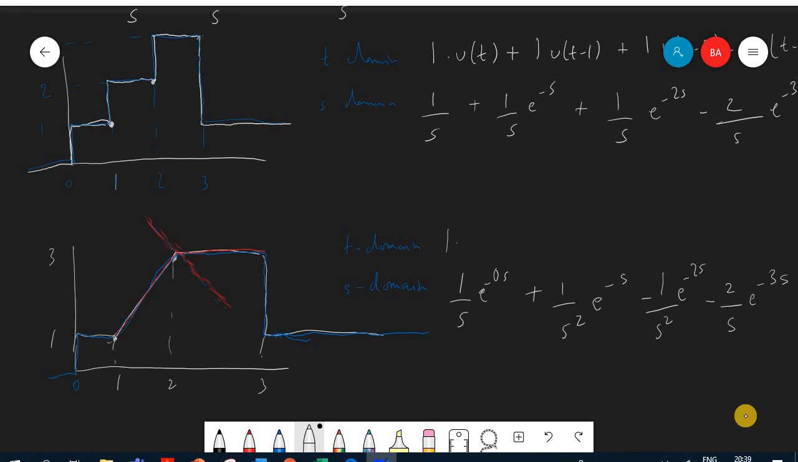So again, it was just 1 into u(t) minus 0, a step input here. It looks like I missed something here. I said that there was a ramp input here. What was the slope of that ramp? The slope of that ramp is delta y over delta u, which is 3 minus 1 divided by 2 minus 1. So 3 minus 1 is 2, divided by 2 minus 1, which is 1.